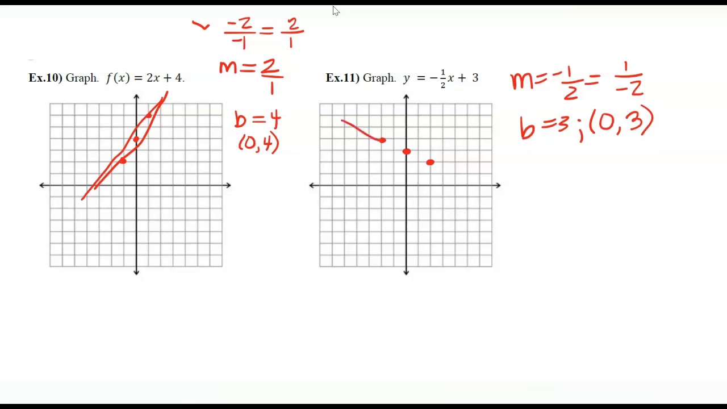Something I want you to notice is that this line has a negative slope. If you look at example 10, we have a positive slope, and it should have a positive slope. So that's one way you can check yourself: if you do have a negative slope, make sure your graph reflects a negative slope.